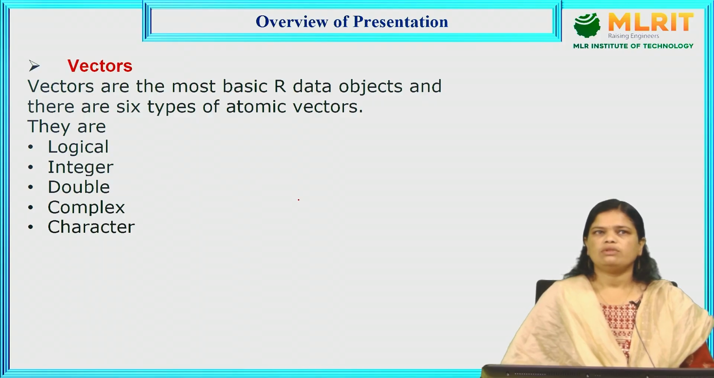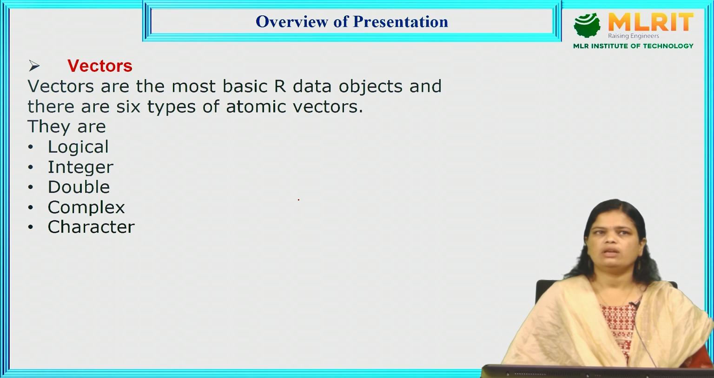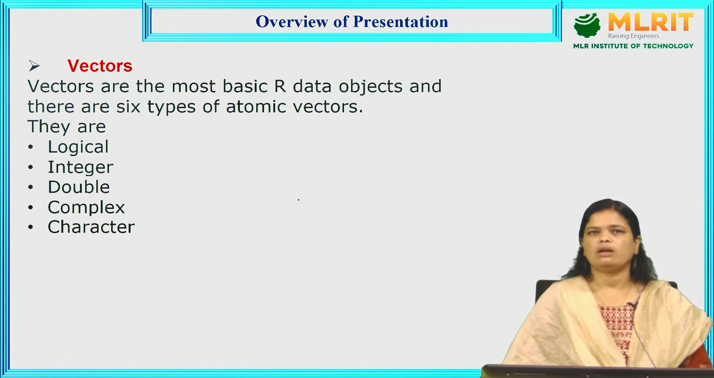The definition of the vector. Vectors are the most basic R data objects, and there are 6 types of atomic vectors: the logical vector, integer vector, double vector, complex vector and the character vector.